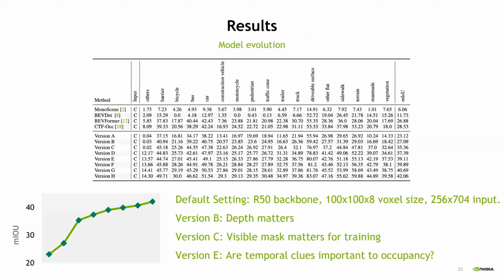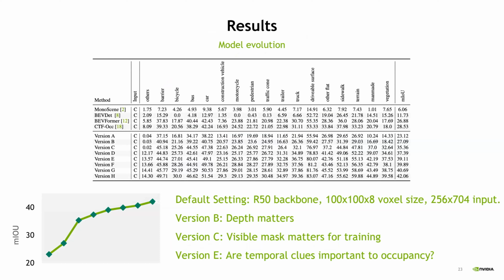Okay, so here are the experiment results. Using the bag of tricks and also the model design, we were able to push from the very basic 23% IoU all the way to 42. All these are controlled experiments on a ResNet-50 backbone.